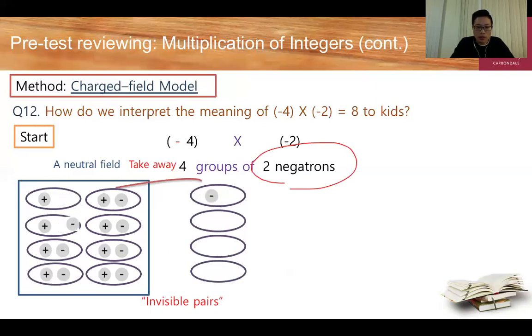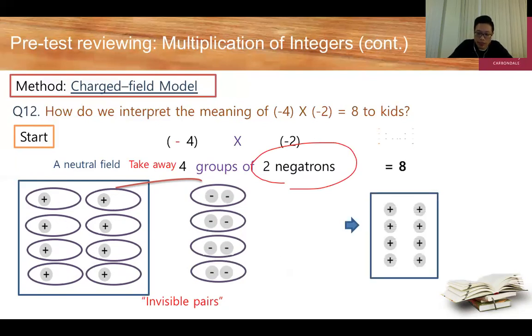So right now, it's time to take away 4 groups of 2 neutrons. Right. So how many positrons are left in the field right now? There are 8 positrons left in the field right now, right? So the answer will be positive 8.